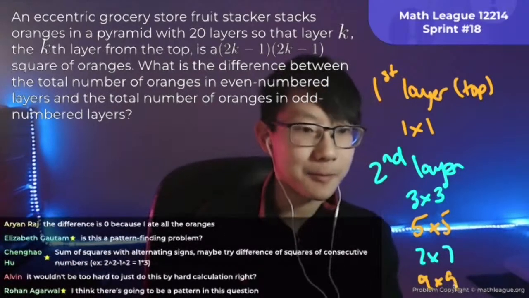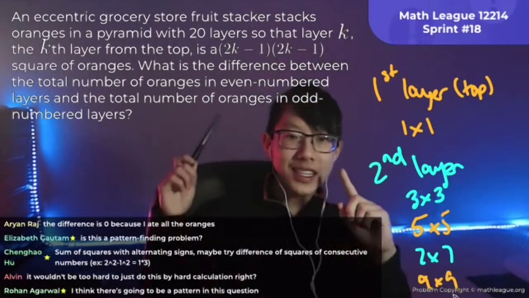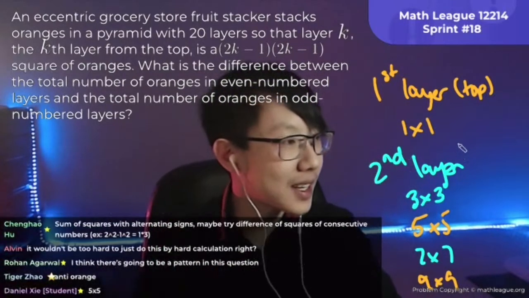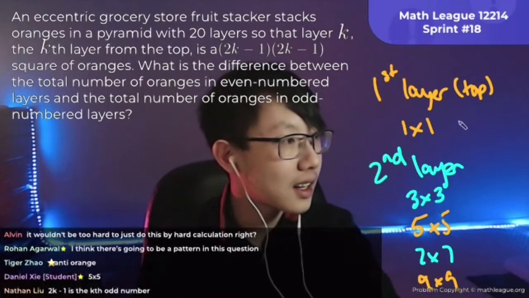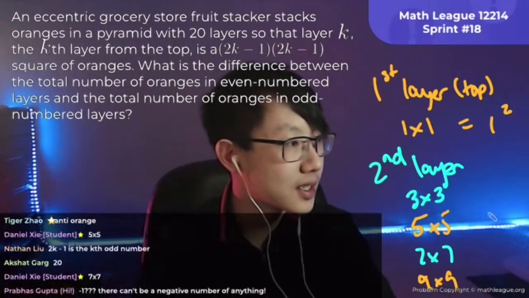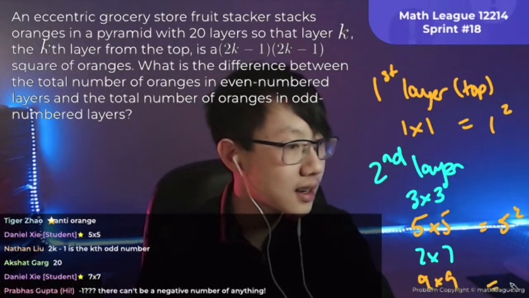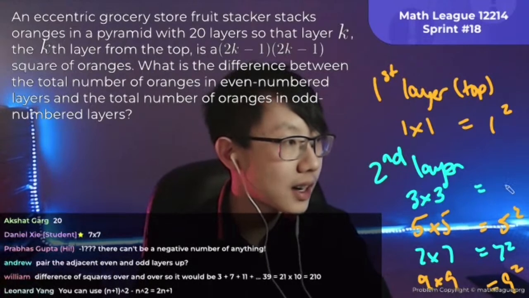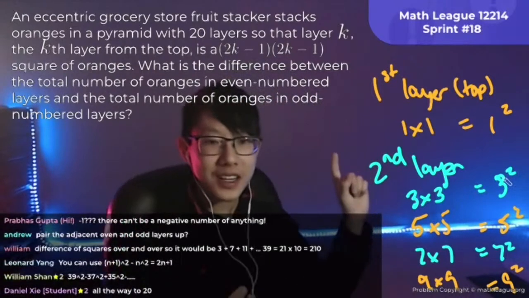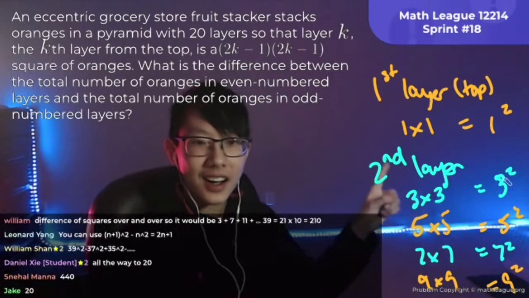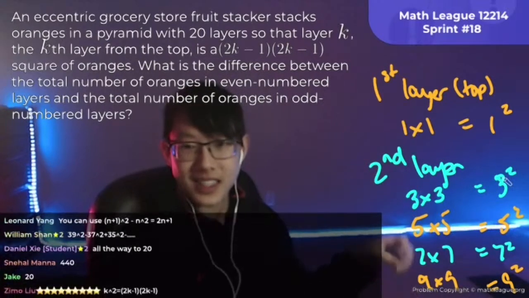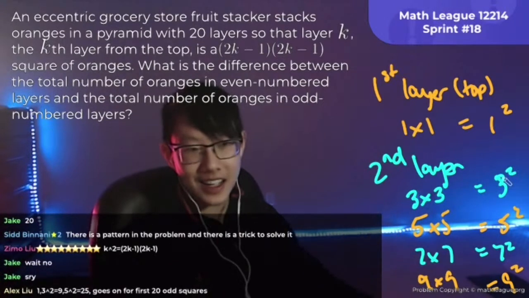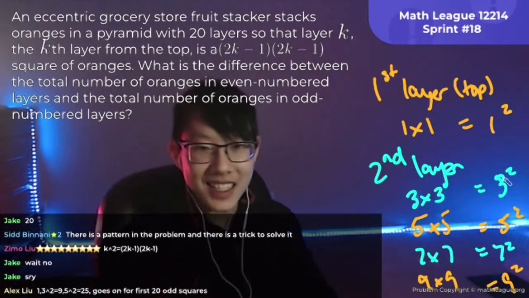Okay, so now it's asking for the difference between the total number of oranges. So we're looking for just the number, which means instead of thinking of it individually as layers, let's do how many oranges are in each square. So this is 5 squared, this is 9 squared. This is going to be 7 squared. This is going to be 3 squared. And we're looking for the difference in all the orange squares added together and all the blue squares added together. Well, this feels like it's going to be a lot of work.